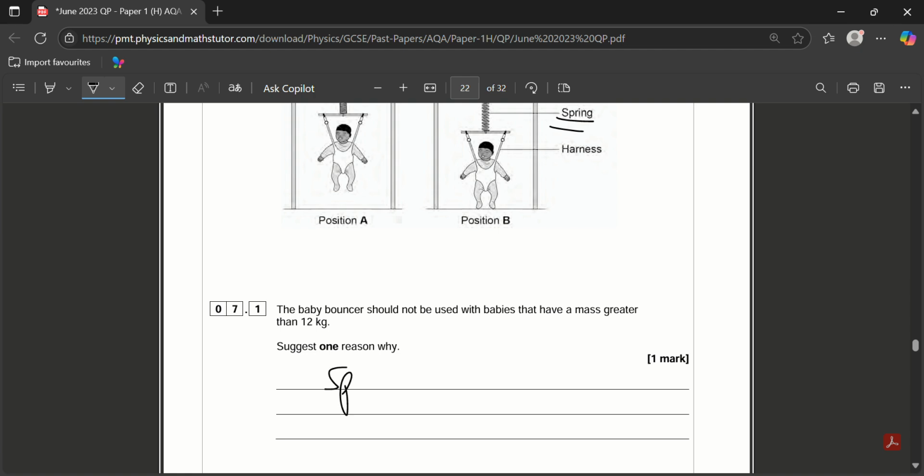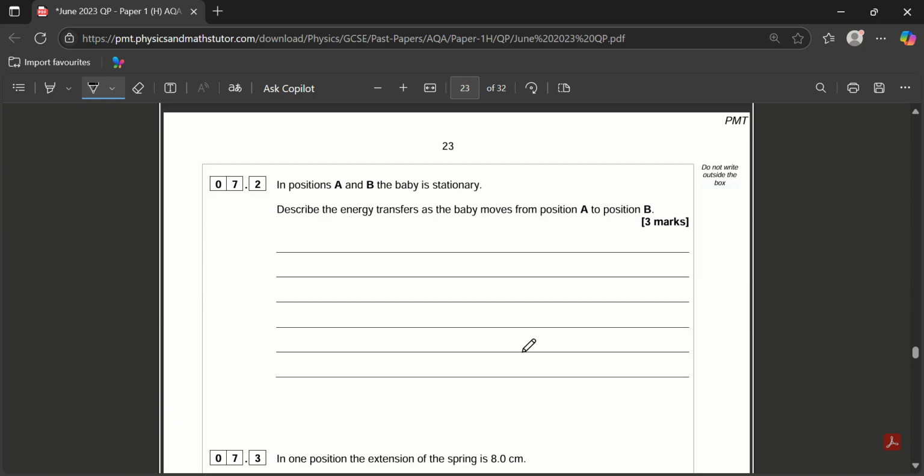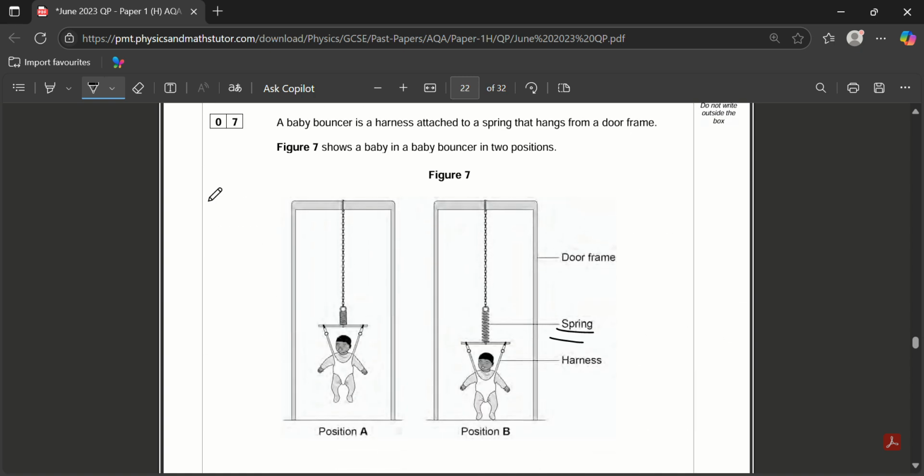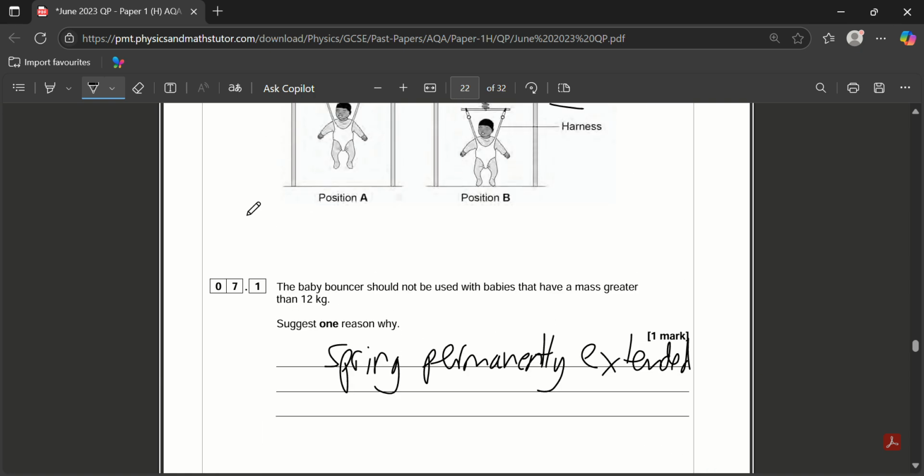So let's write that down. Spring permanently extended. In positions A and B, the baby is stationary. Describe the energy transfers as the baby moves from position A to position B. So when we think about energy transfers, we think about gravitational potential energy, we think about kinetic energy too. We can also think about elastic energy in this case because, well, we have a spring.